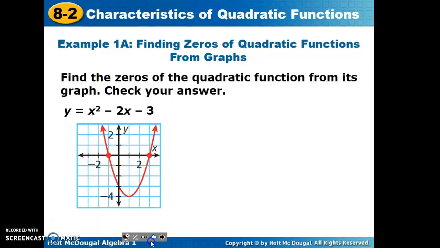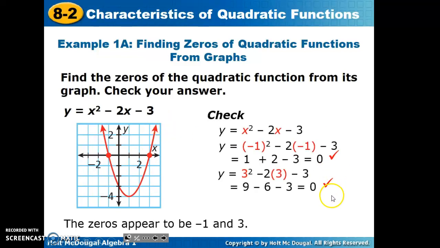So let's look at this function right here. It says finding zeros of a quadratic function from the graph. To find the zeros of the function from its graph, we look at the graph and we know and understand these to be x-intercepts. So we can see that the zeros of this function in standard form are -1 and +3. -1 and +3.